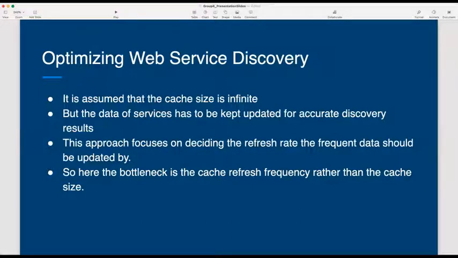So due to the abundance of data storage systems nowadays, this approach wants to take use of that and not use a limited size. So this approach assumes unlimited cache size, like an infinite size to store all the results, and a limited cache refresh rate. So instead of deciding which records to remove from the data, this approach focuses on deciding the refresh rate to frequently update the records in the cache. So here the bottleneck is the cache refresh frequency rather than the cache size.